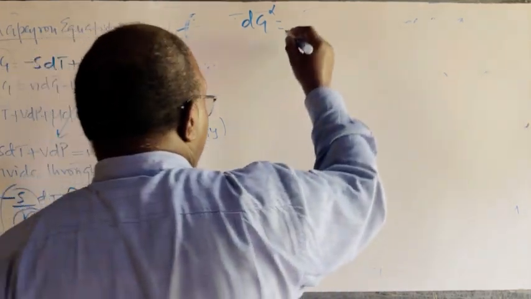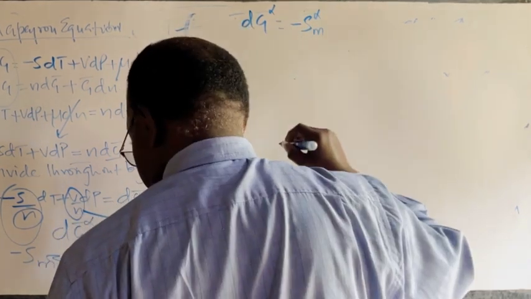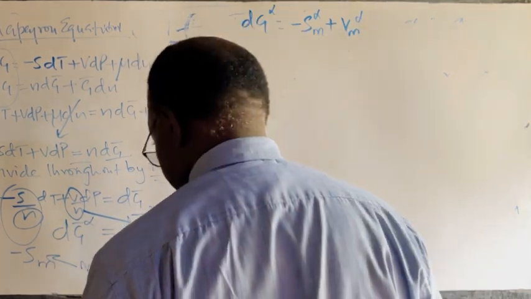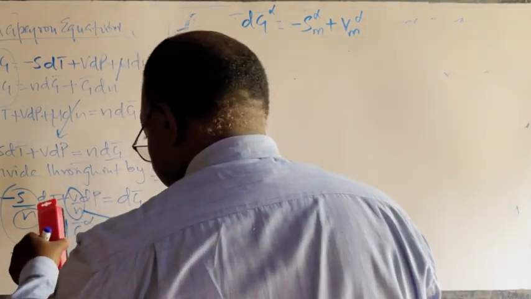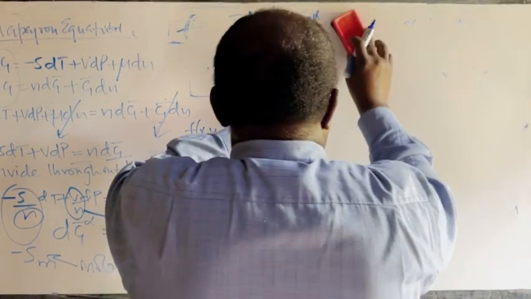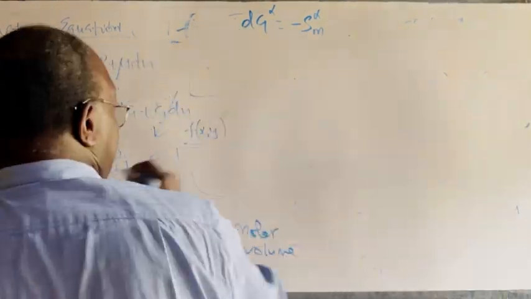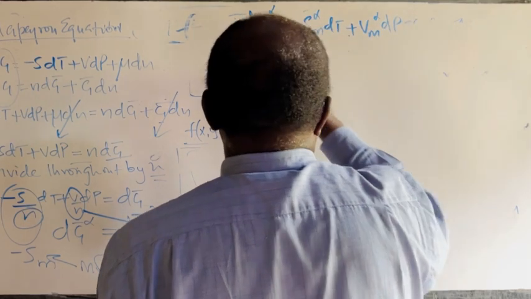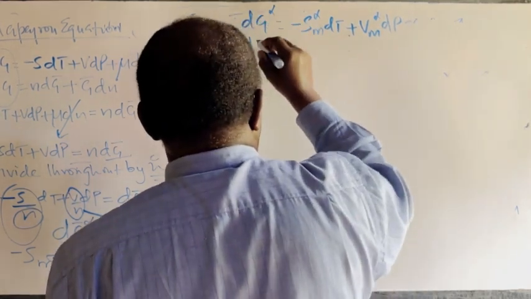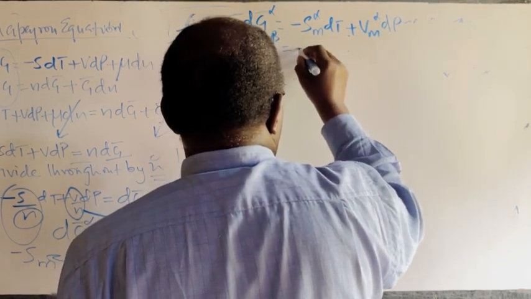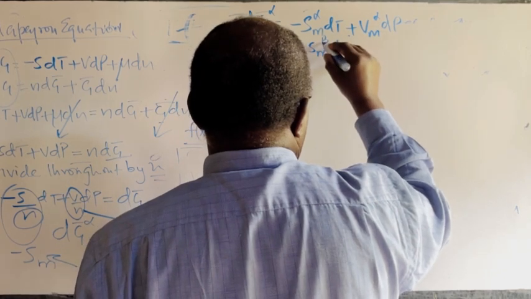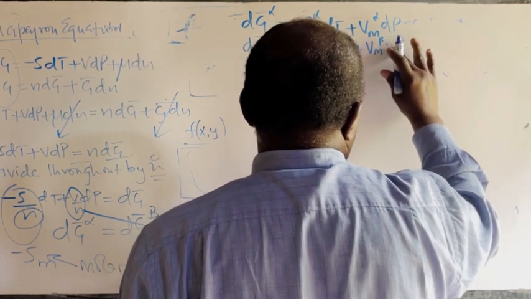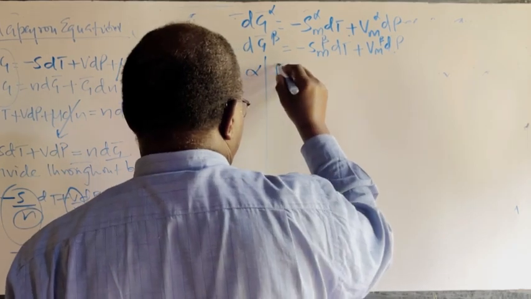So what do we have? We now have minus Sm alpha dT plus Vm alpha dP. I had forgotten to write down the dP and dT. And dG bar beta is minus Sm beta dT plus Vm beta dP. Don't forget that alpha and beta were simply the phases which we said were in equilibrium.